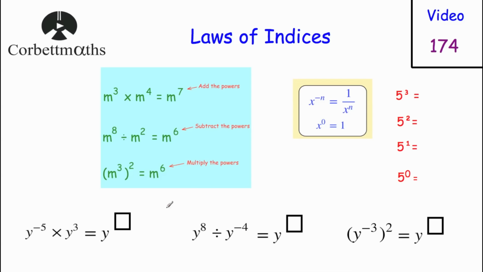Now let's have a look at some examples. So in M7, remember, we could have negative powers. So we've got y to the power of negative 5 multiplied by y to the power of 3. So because we're multiplying, we're going to add the powers.